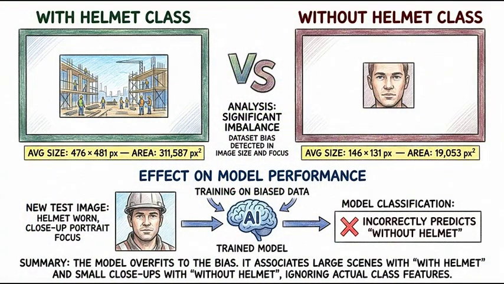The provided academic dataset contains 631 images split equally between workers with helmets and workers without. At first glance, it looks balanced, but a deeper analysis reveals a critical confound. With-helmet images average 476 by 481 pixels, wide-angle construction scenes. Without-helmet images average 146 by 131 pixels, close-up portrait photographs. The area difference between the two classes is 16.35 times. A naive model does not need to detect a helmet. It only needs to detect whether the image is a portrait or a landscape.